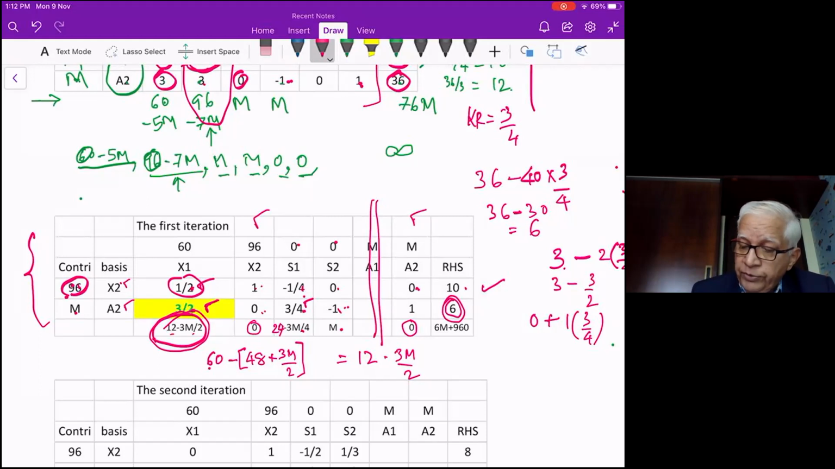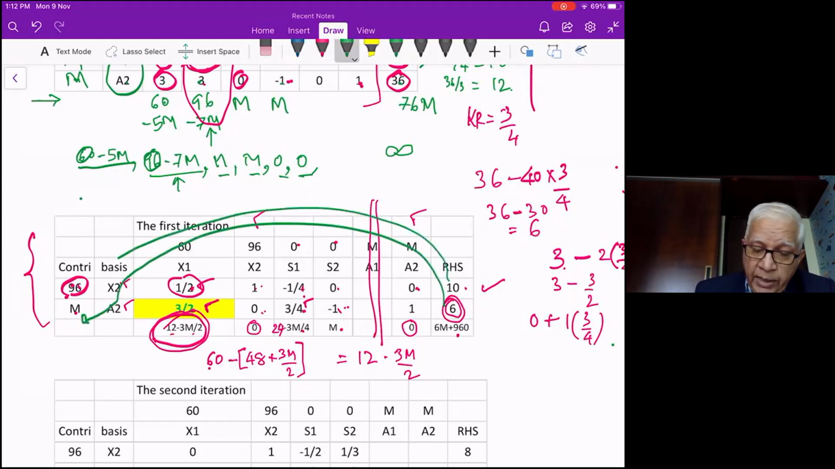And what is the value of the objective function at this stage? Just see, 6 multiplied by m, plus 10 multiplied by 96. Now I am showing you how to calculate this. So 6m plus 960 is the value of the objective function. What was the previous value of the objective function? 76m.